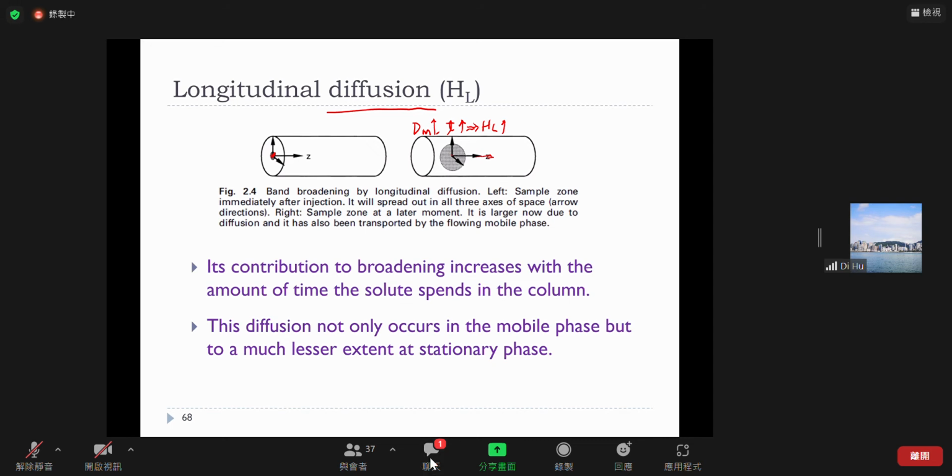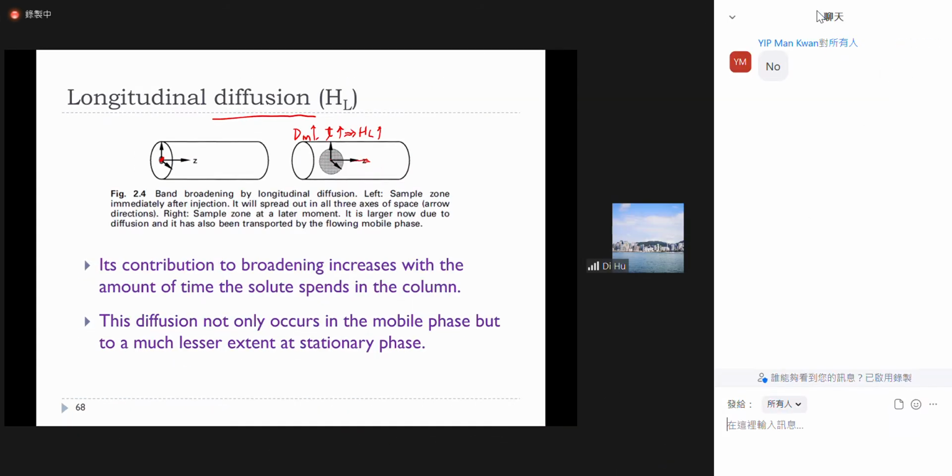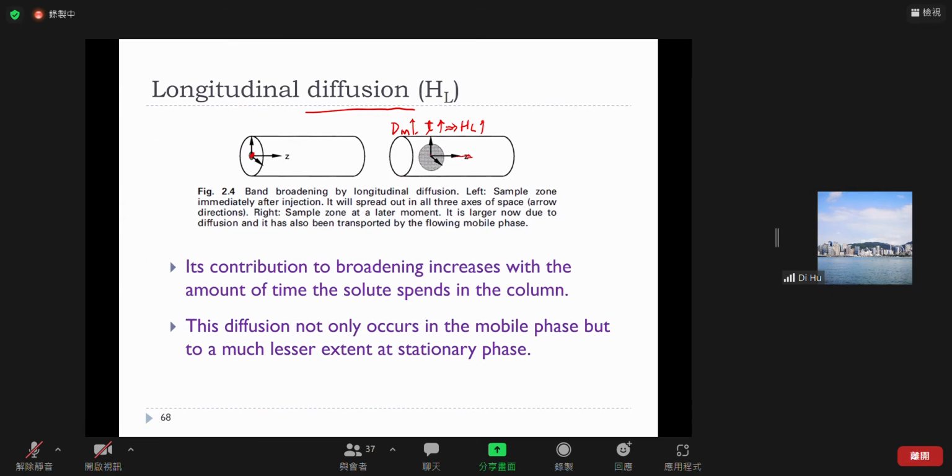Okay, and this diffusion not only occurs in the mobile phase, but to a much lesser extent in the stationary phase as well. So again, does this longitudinal diffusion contribution happen in gas chromatography as well? Yes or no? Anyone can respond in the chat room. Answer yes, very good, thank you.